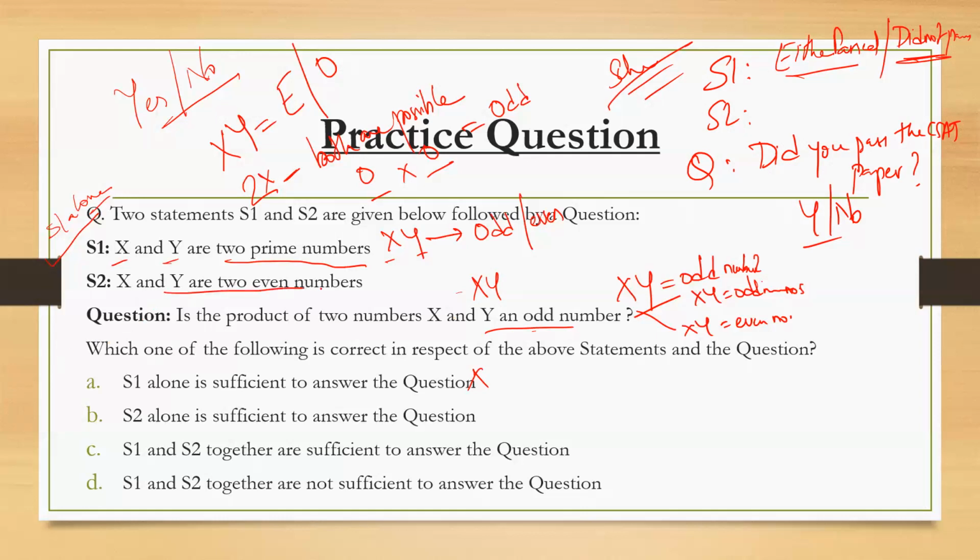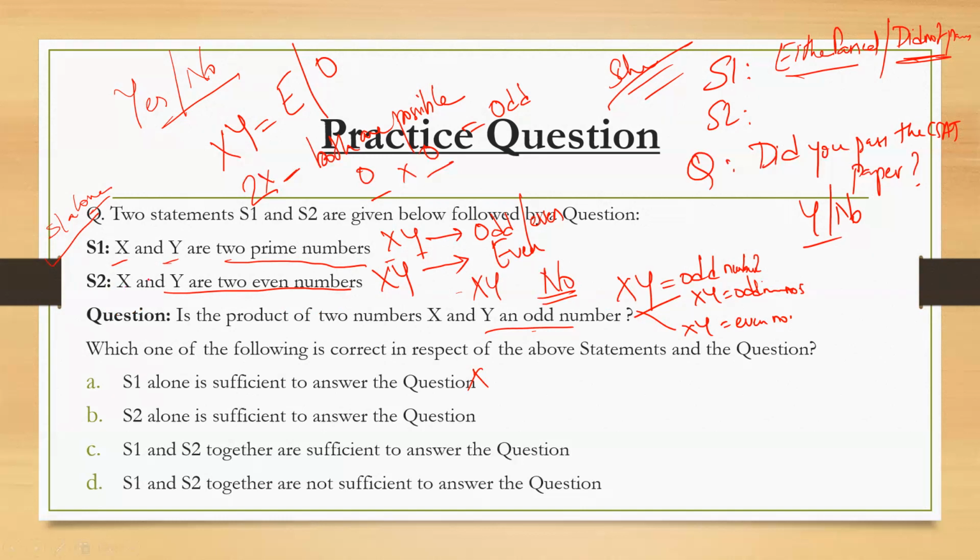X and Y are two even numbers. Now what will happen here? If X and Y are two even numbers, what will be the nature of XY? XY will be even. Okay? XY will be clearly even. So then if I am getting the question, is the product of two numbers X and Y an odd number? That means what? No. I can directly give a definite answer here just based on statement 2 alone.